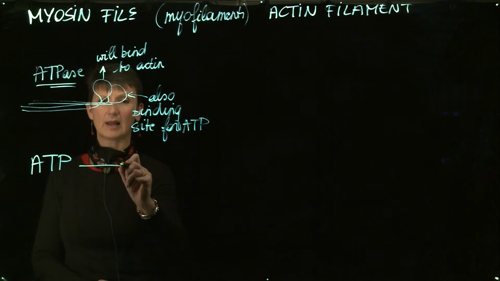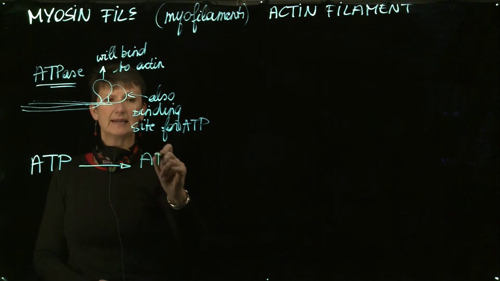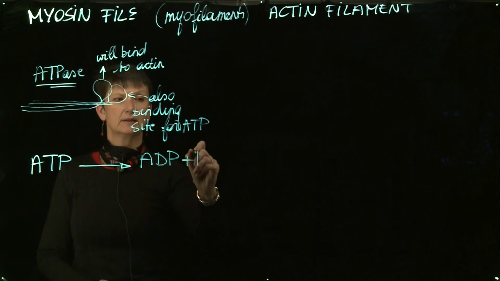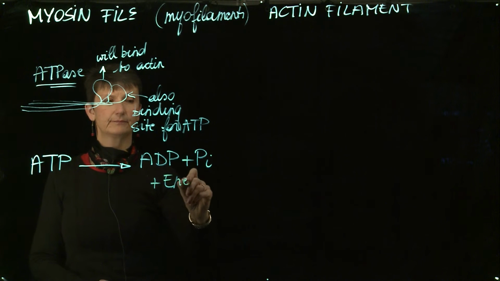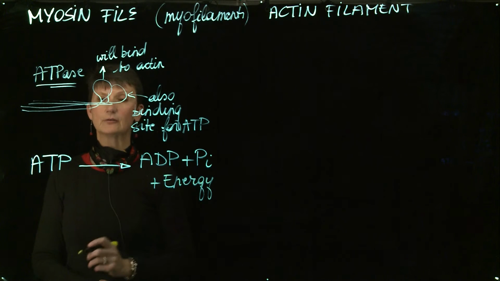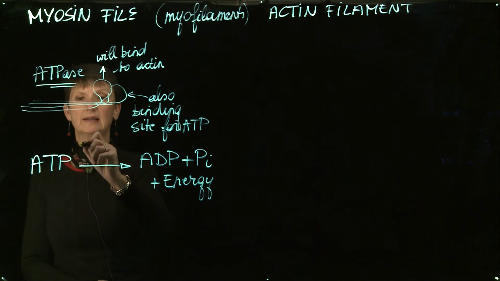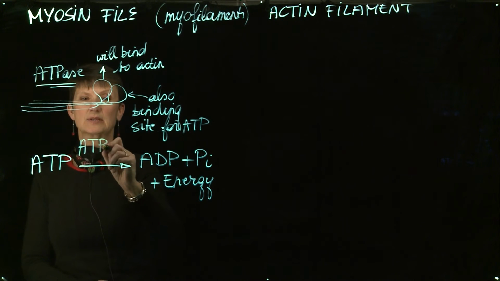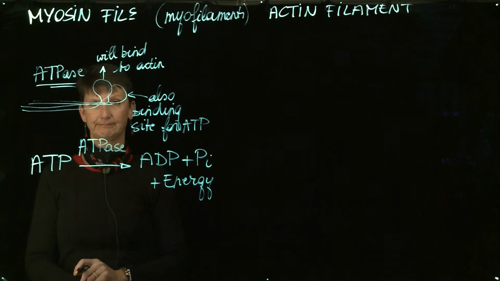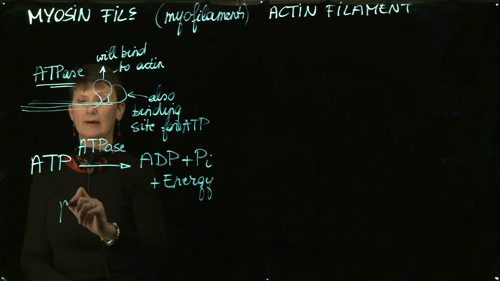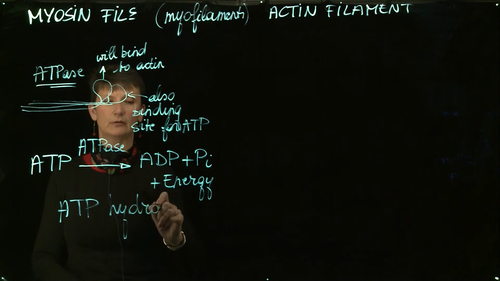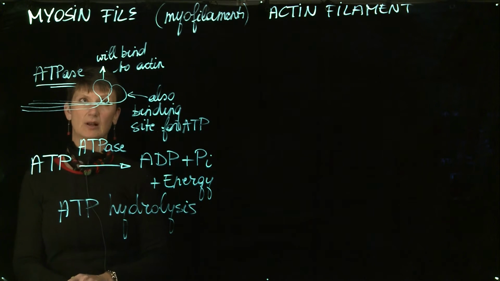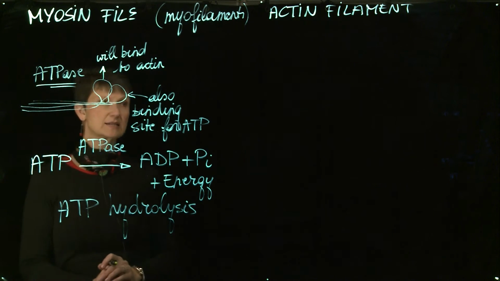ATP can be hydrolyzed into adenosine diphosphate, an inorganic phosphate, and then energy. And for this to be able to happen, we need an enzyme. And that enzyme is called ATPase. This is a very important reaction for you to remember for the rest of the semester and for probably many of your future classes in the sciences, ATP hydrolysis. So that's our myosin molecule.